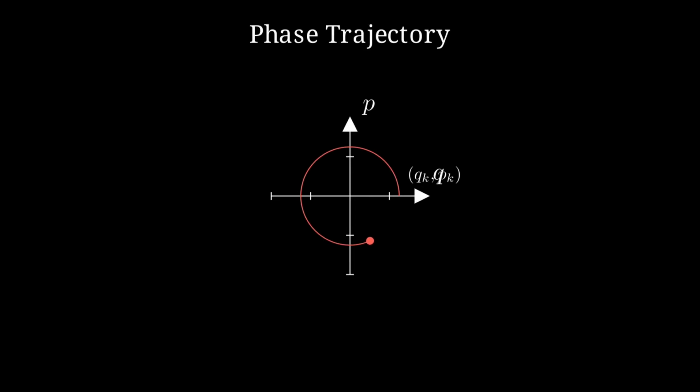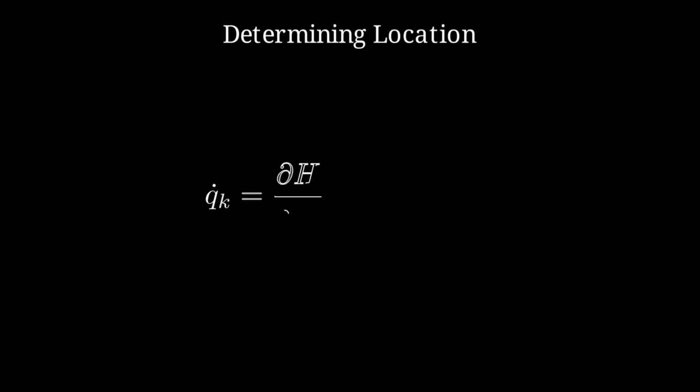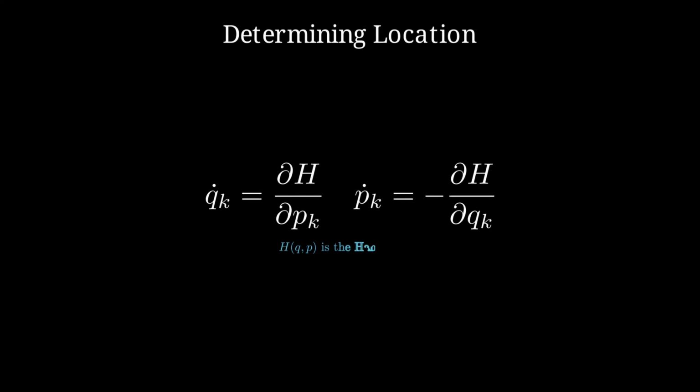How do we determine exactly where the phase point is at any point? We use Hamilton's canonical equations of motion. The time derivative of position qk is the partial derivative of the Hamiltonian H with respect to the momentum. The time derivative of the momentum is the negative partial derivative of the Hamiltonian with respect to the position. Here the Hamiltonian H(q, p) is the total energy of the system.